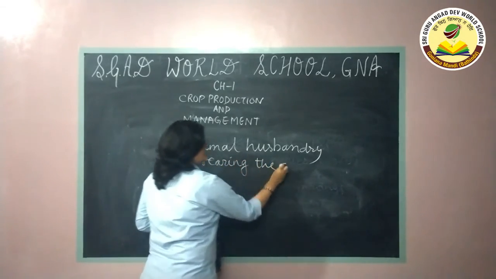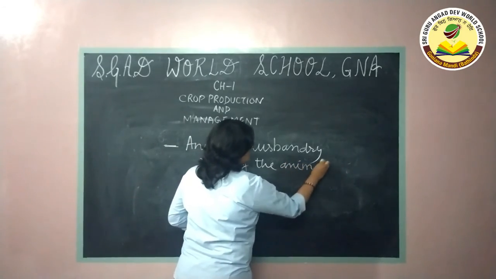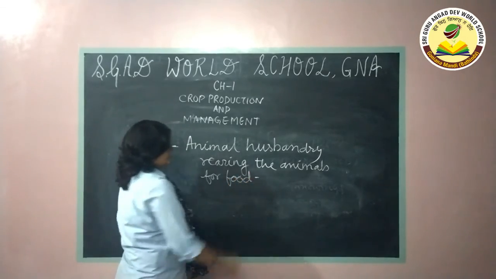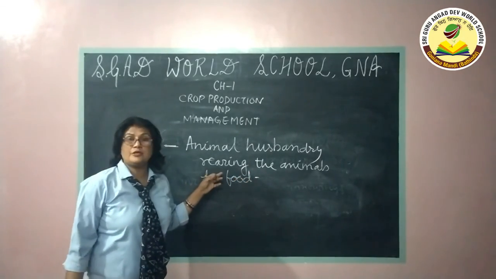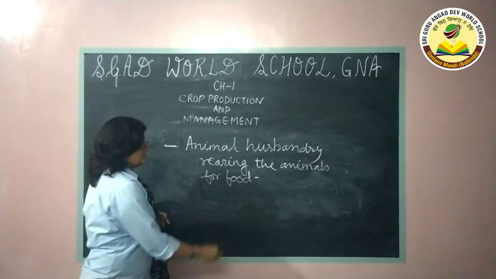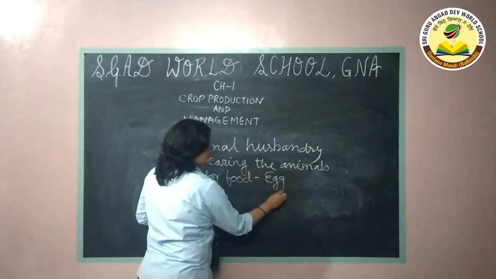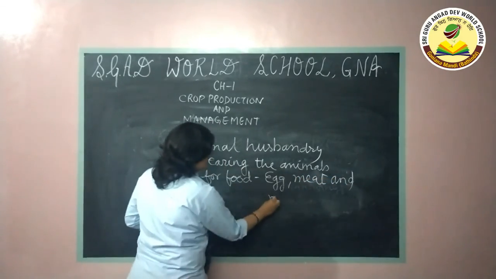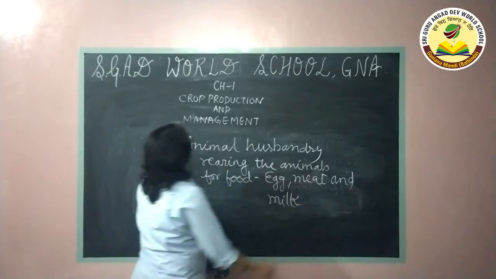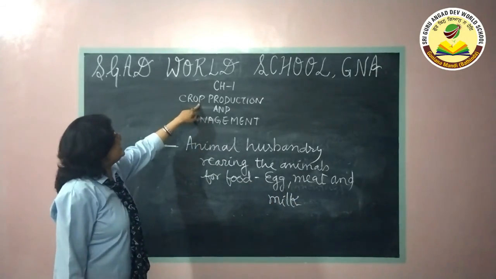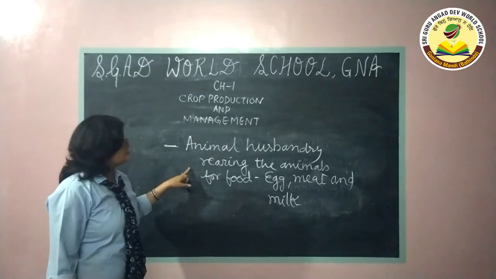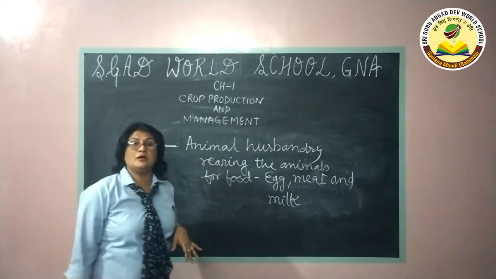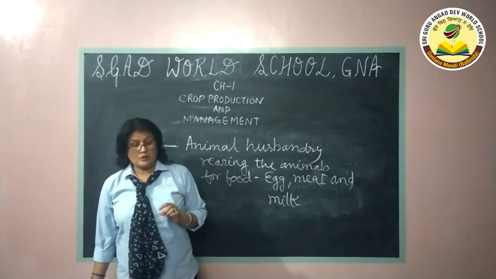Husbandry means rearing animals for food. You know clearly how we get food from animals. They are in the form of egg, meat and milk. So side by side, crop production not only deals with plants, it also deals with animals in support, to give food to all the mouths of the people on this earth.